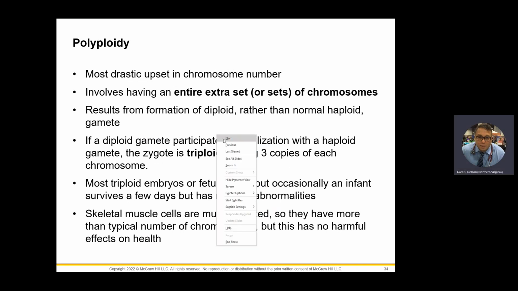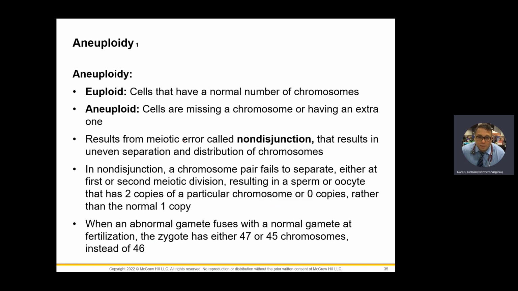Polyploidy, we already talked about that. Let's talk about aneuploid. Cells that have a normal number of chromosomes are euploid, because what's normal? The prefix eu. That means it's normal. And the prefix "an" means what? Something's missing. And remember the terms haploid and diploid. That means we're talking about the number of chromosomes.